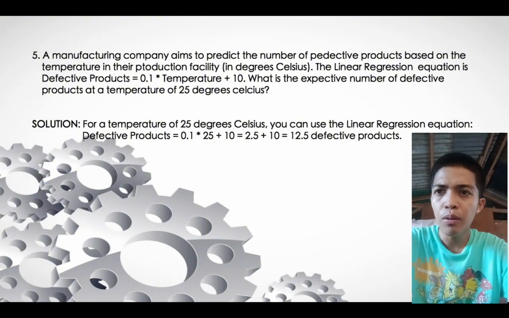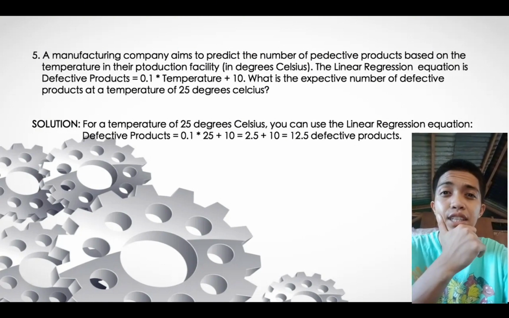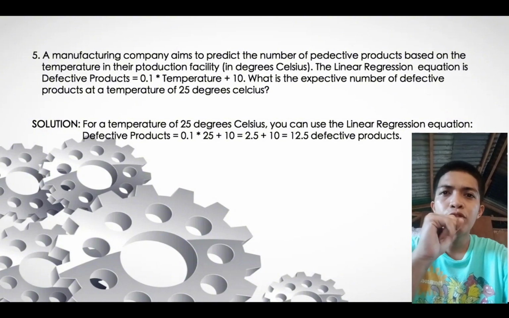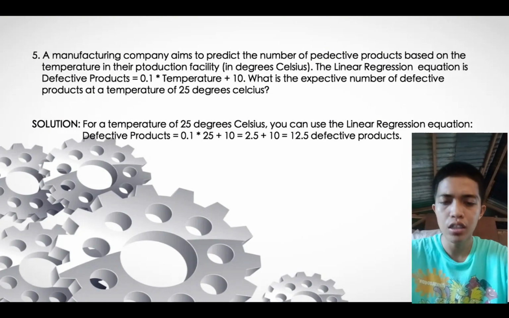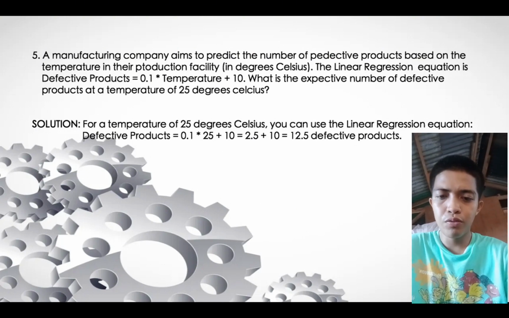The solution of number five: for a temperature of 25 degrees Celsius, you can use the linear regression equation for defective products. 0.1 times 25 is 2.5, plus 10 is equal to 12.5 defective products. That's my report of linear regression.